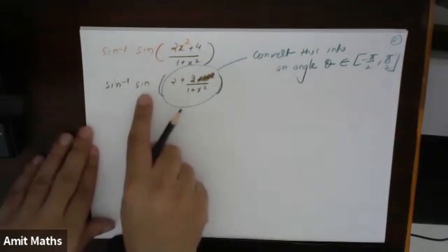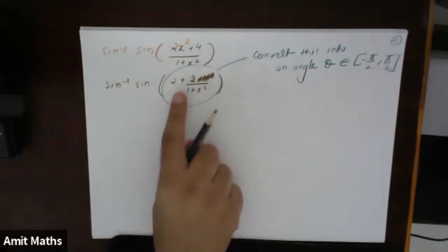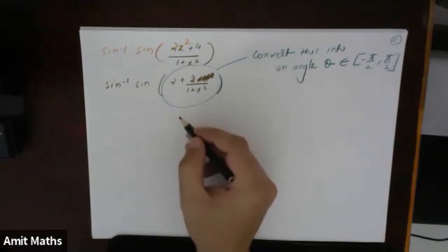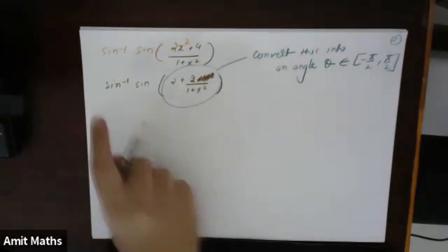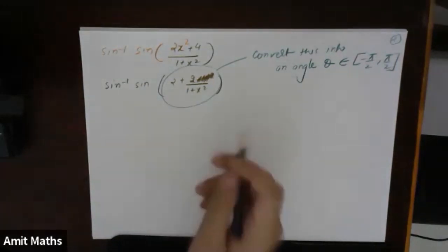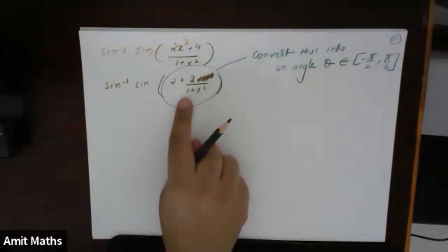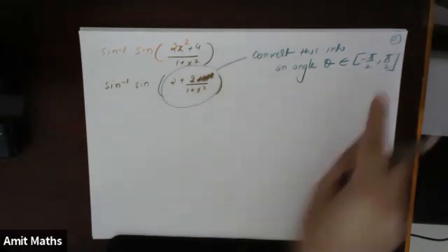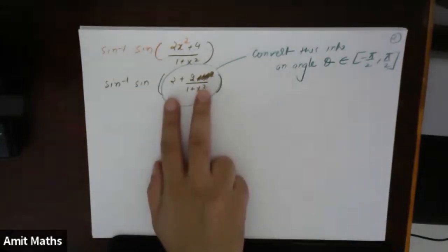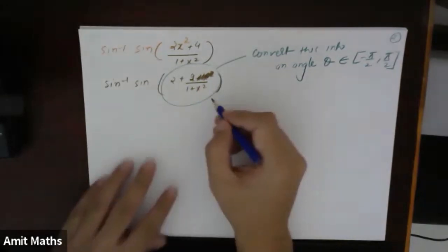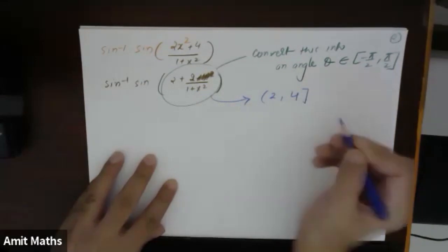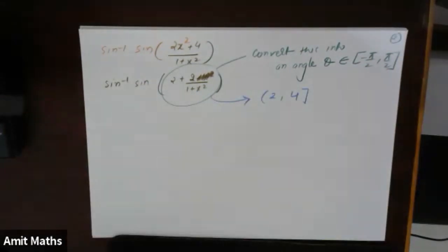So suppose this is sine inverse of sine of pi by 4, then the answer is pi by 4. Sine inverse of sine of pi by 5, the answer is pi by 5, and so on, right? So basically we have to convert this into the form where it is between minus pi by 2 to pi by 2, right? And I know the range of whatever is written inside: it is from 2 to 4.